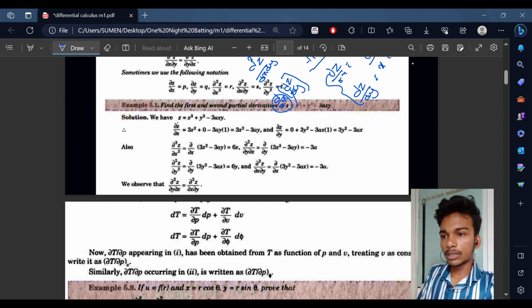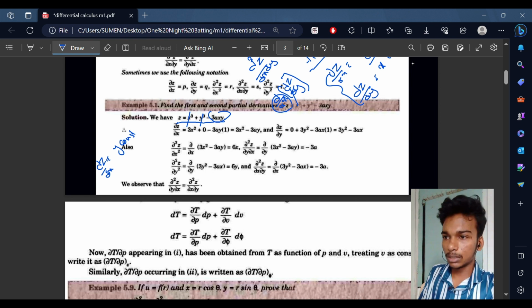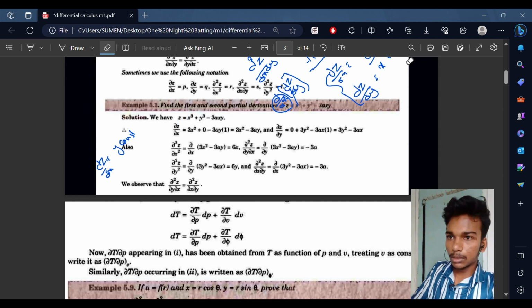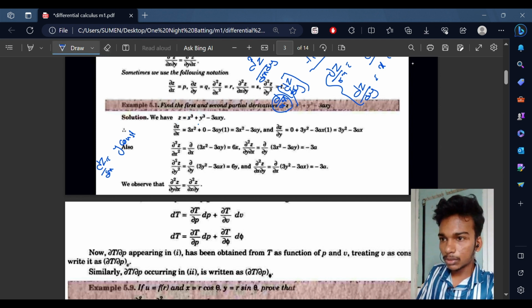Consider a function z equal to x cube plus y cube minus 3axy. That means it is a function of the variables x and y, and it contains both x and y. Now I find dz by dx. I have to keep y as constant. The y cube term is constant, so it gives 0. The differentiation of x cube with respect to x is 3x square. And since we keep y as constant, take 3ay outside, and the differentiation of x with respect to x is 1.